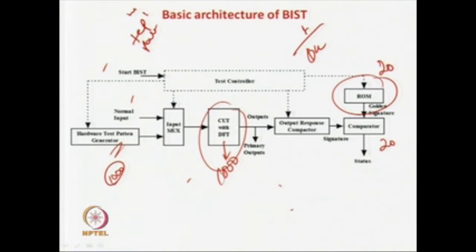Then in the ROM, if you want to store the golden response corresponding to all these 1000 test patterns, the ROM size will be very, very high. So, that you cannot do. So, the exact response for these 1000 test patterns cannot be stored in the ROM. So, what do we do for that?